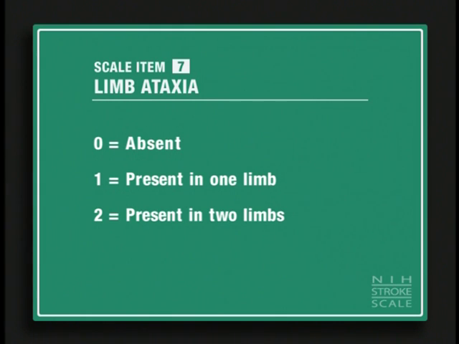Score a 2 if ataxia is present in two limbs, both arms, both legs, or an arm and a leg on the same side of the body. Also score a 2 if you observe dysmetria or dysinergia in both the arm and the leg on one side, or if there are bilateral signs.